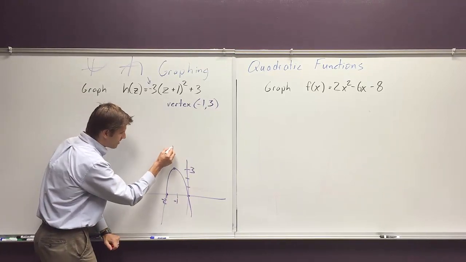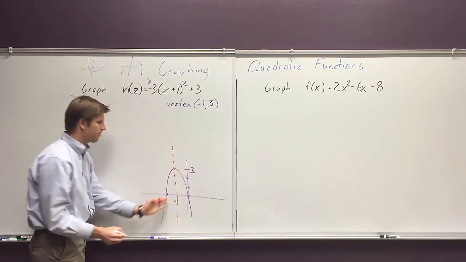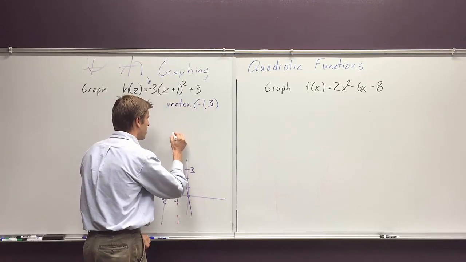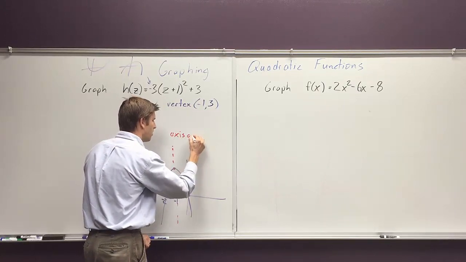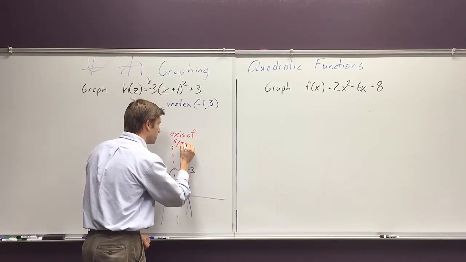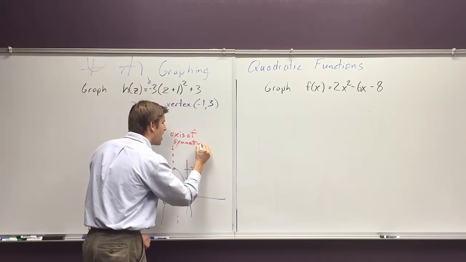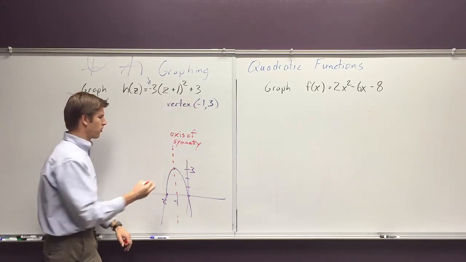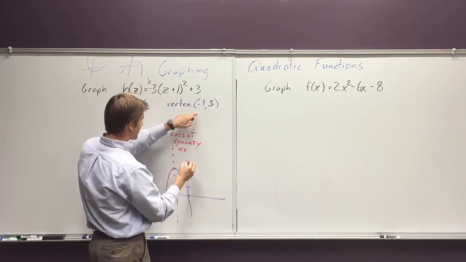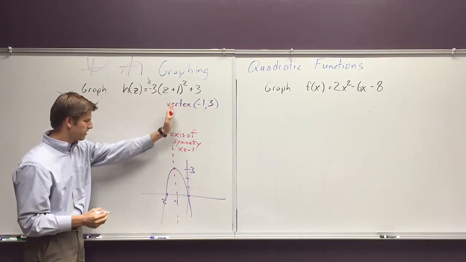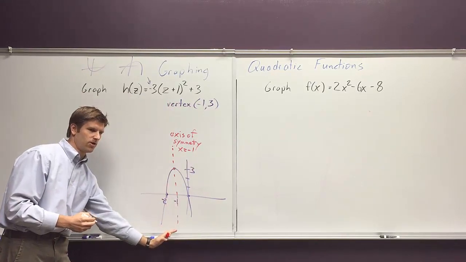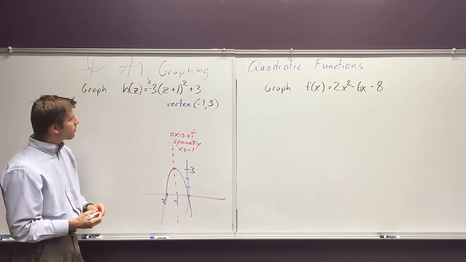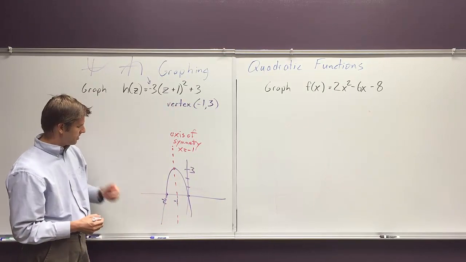Well, notice that this is totally symmetric about that line. That's called the axis of symmetry. And if you know what the vertex is of a parabola, the axis of symmetry is just x equals that coordinate. That line is x equals -1. Okay? You could also probably read off some other pieces here.